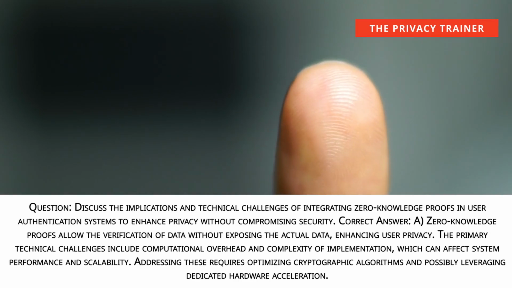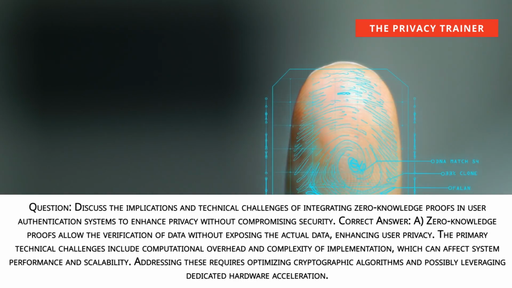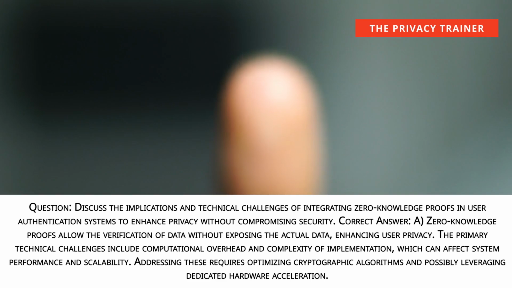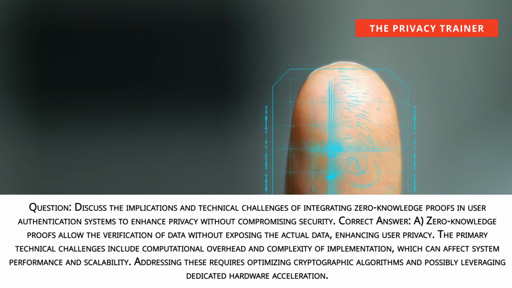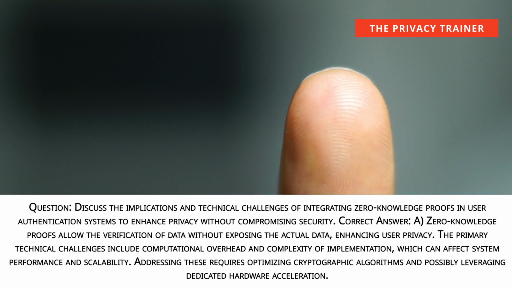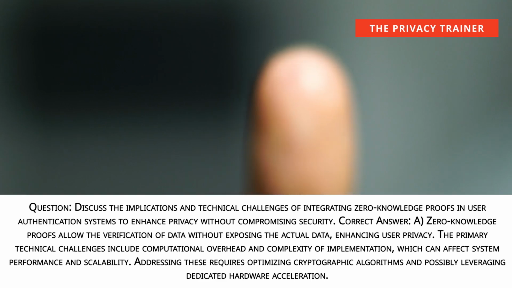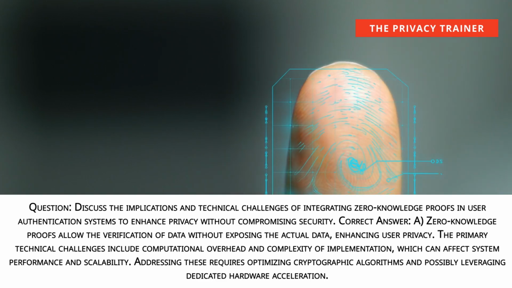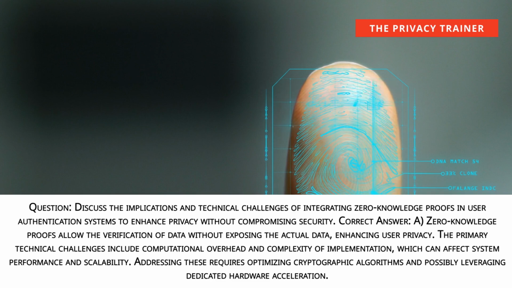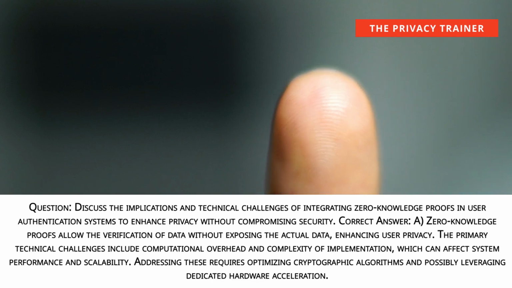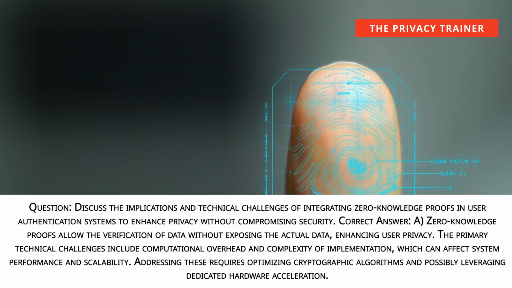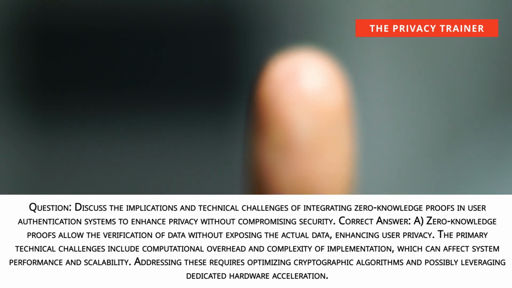Question. Discuss the implications and technical challenges of integrating zero-knowledge proofs in user authentication systems to enhance privacy without compromising security. Correct answer. A. Zero-knowledge proofs allow the verification of data without exposing the actual data, enhancing user privacy. The primary technical challenges include computational overhead and complexity of implementation, which can affect system performance and scalability. Addressing these requires optimizing cryptographic algorithms and possibly leveraging dedicated hardware acceleration.